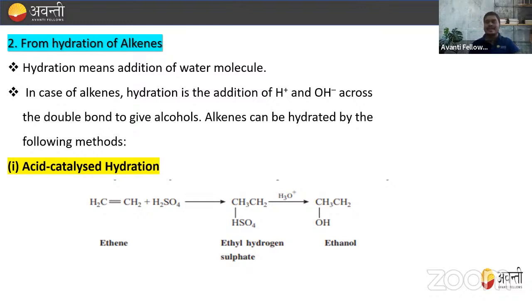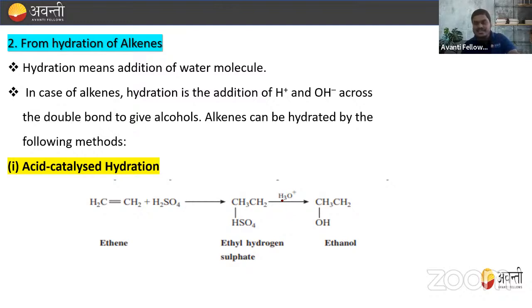So what is this acid catalyzed hydration? We have ethene. When this ethene is treated with H2SO4, what will form? It will form ethyl hydrogen sulfate, that is CH3CH2HSO4. So this is ethyl hydrogen sulfate.